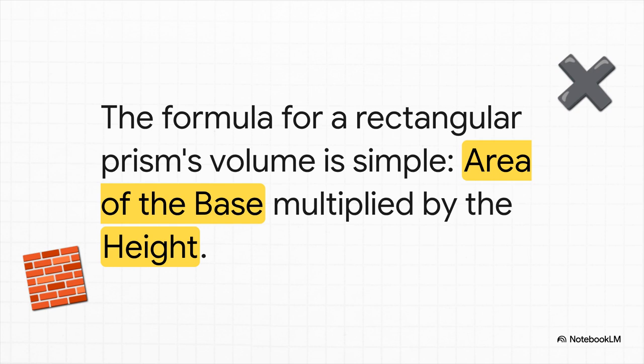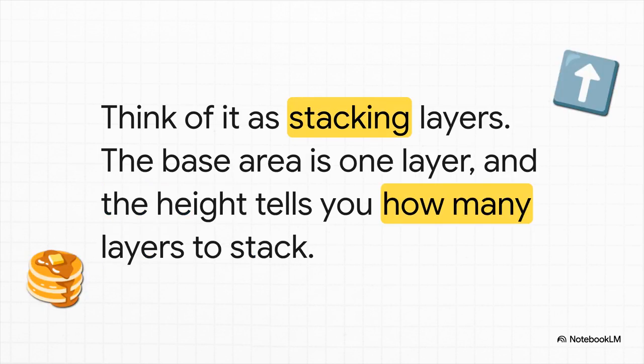Thankfully, there's a super simple formula. It all starts at the bottom with the base of the box. When you find the area of that base, just length times width, what you're really doing is figuring out how many of our little 1 centimeter cubes can fit in a single flat layer on the bottom. And once you know how many cubes are in that first layer, the rest is easy. You just multiply by the height.